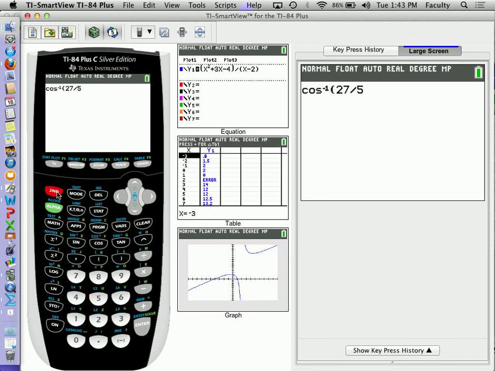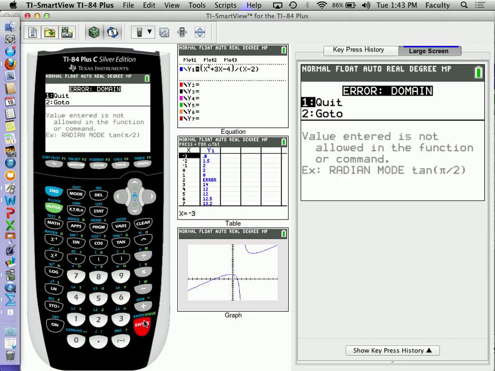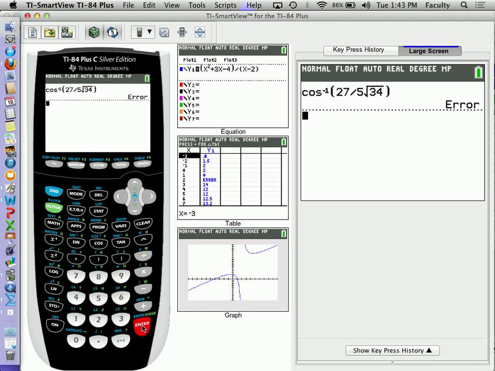5 radical 34, it's actually going to give me an error. And it should give me an error. It says domain. Do you know what I actually told the calculator to do, even though it's not what I meant? I told the calculator to take 27 divided by 5, figure that out, and then multiply by square root 34. So that's definitely bigger than 1, and that's out of my domain.